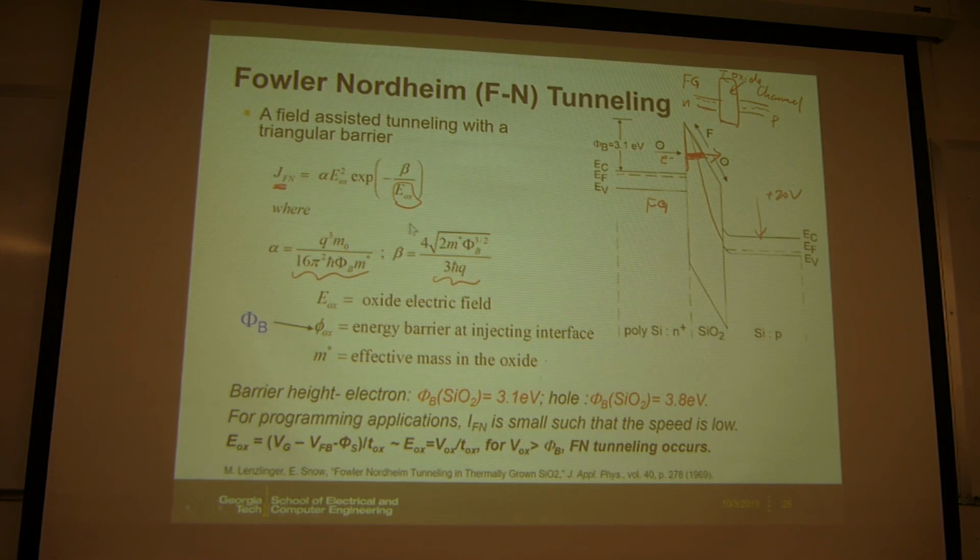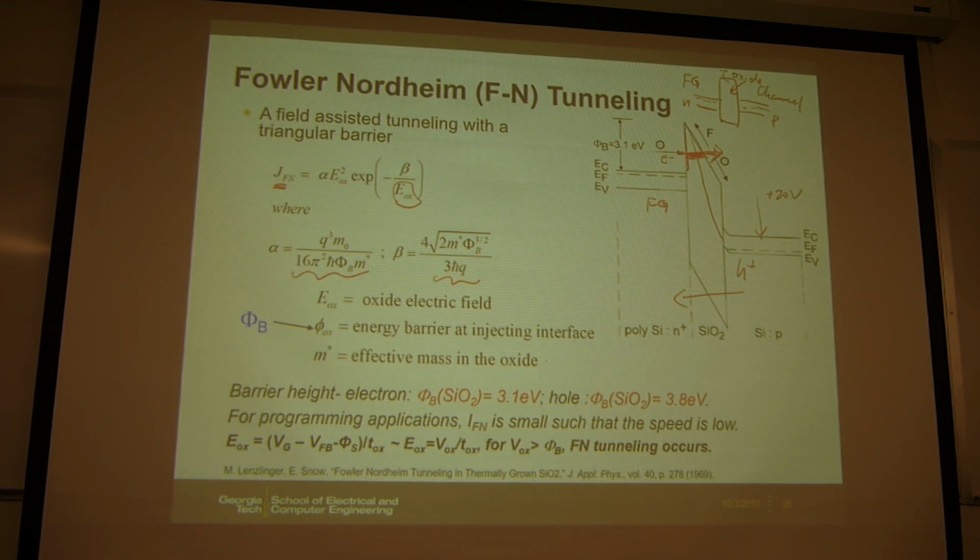So I will not go into the details of this equation, but I want to ask one question. In this physical picture, electrons can tunnel through like this. So in the valence band we have holes, right? For example, in the p-type substrate we have a lot of holes, right? Can the holes tunnel through from the substrate to the floating gate in this case?